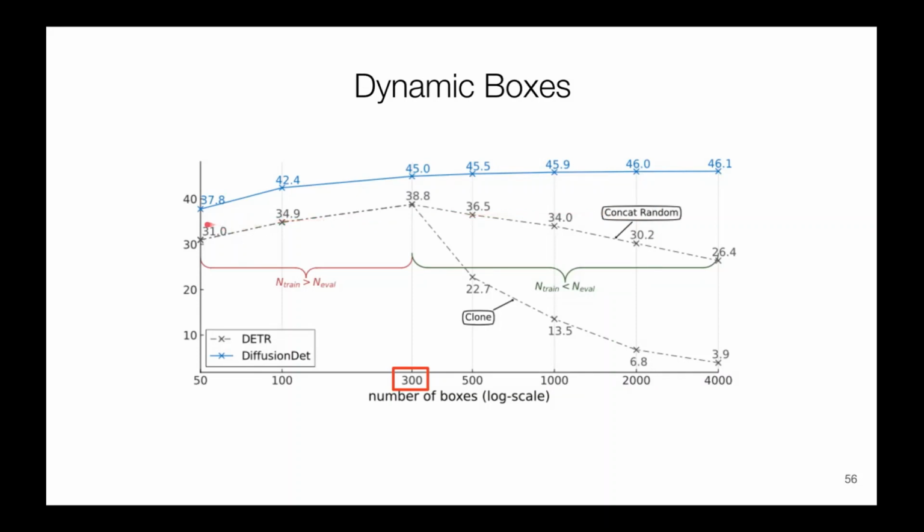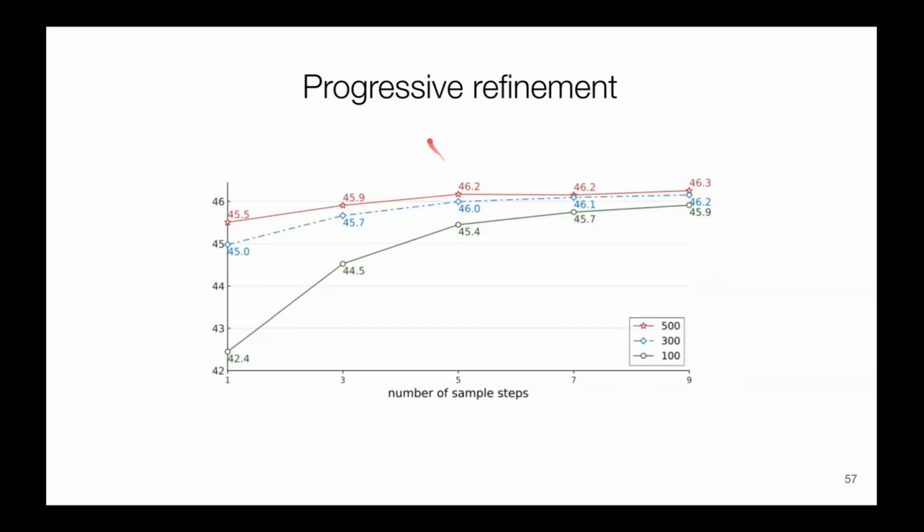But we can see that DiffusionDet's performance keeps increasing steadily, even though the number of bounding boxes exceeds 300. And the other strength is the progressive refinement. As we've seen in the previous slide, DiffusionDet can improve its performance by increasing the bounding boxes. So we can see that when generating 500 boxes, it shows the best performance here. And by iterating the sampling steps, its performance keeps increasing.